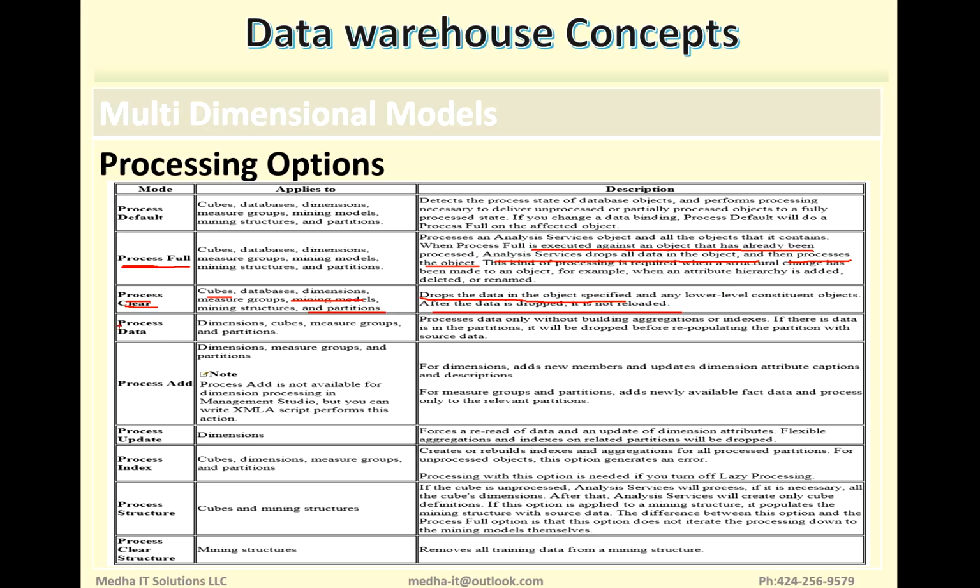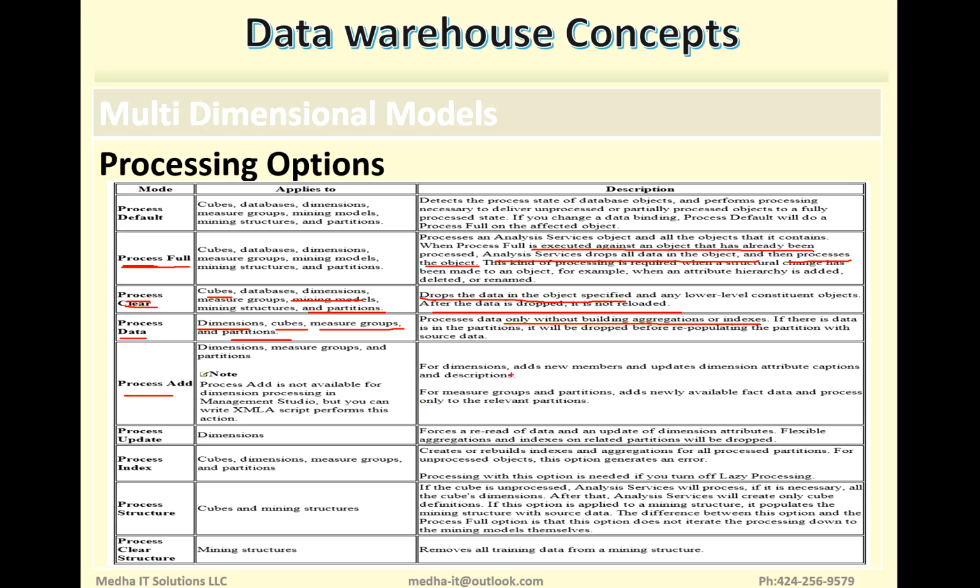And process data. Process data applies to dimensions, cubes, measure groups and partitions. It processes data only, without building aggregations. When I said process, Analysis Services gets the data from SQL Server and then builds the aggregations. That is why Analysis Services is faster, right? It builds the aggregations. When we say process data, it only processes the data. That means it only queries the data based on the DSV you have and does not build any aggregations after that.